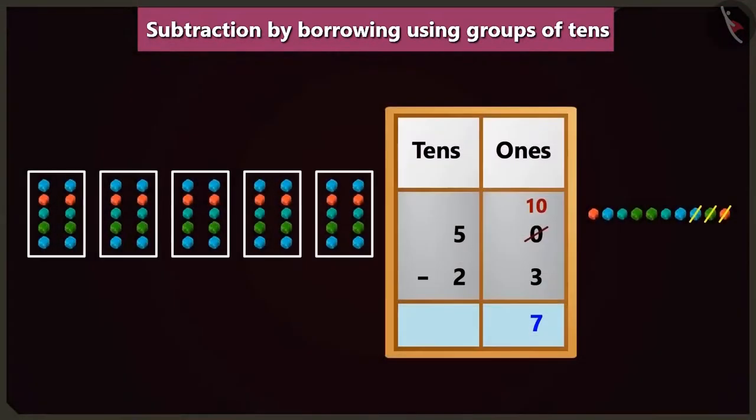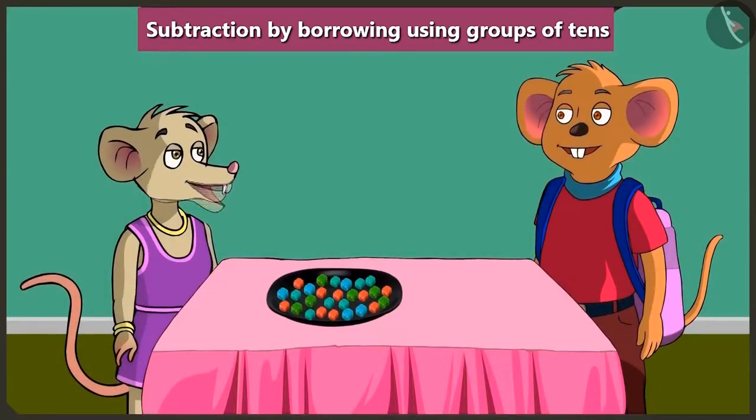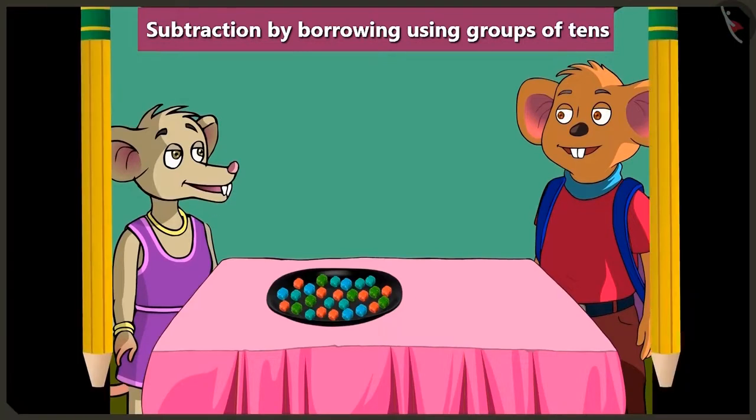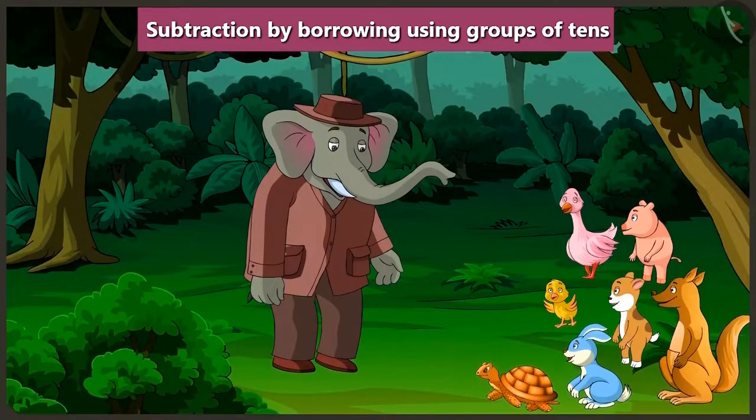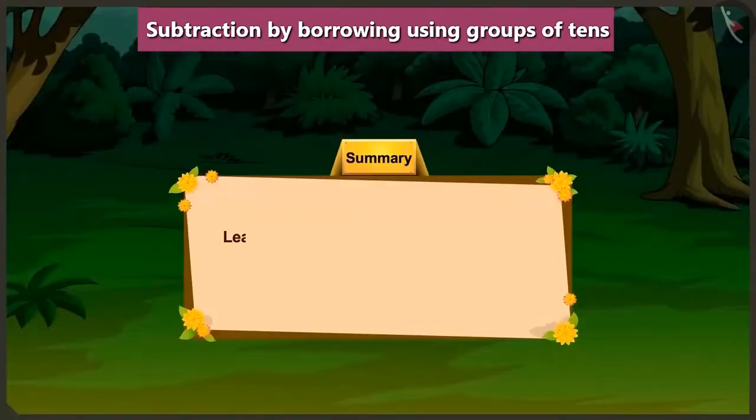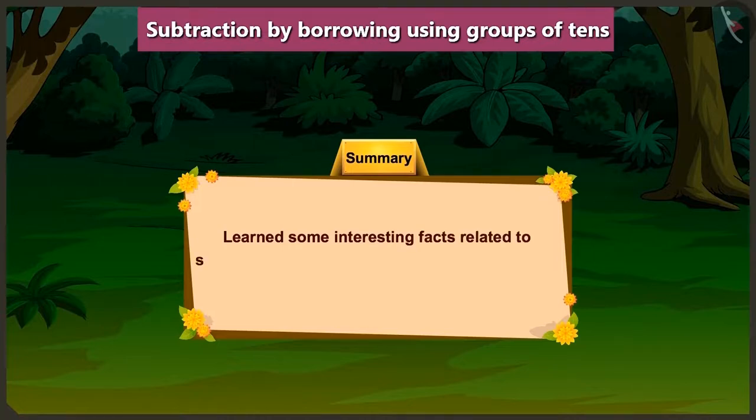Look, Chichi, in subtraction, whenever we borrow 10 from a digit, we have to reduce that digit by a 10. Yes, Chuchu, from now on, I will remember that. Did you see how easily Chuchu solved Chichi's difficulty? So, today we have learned some interesting facts related to subtraction of two-digit numbers with borrowing.